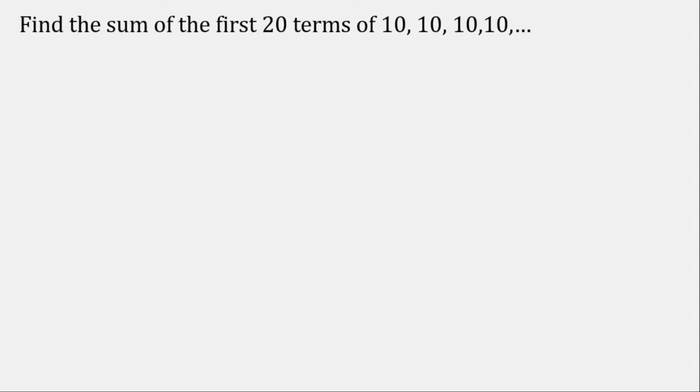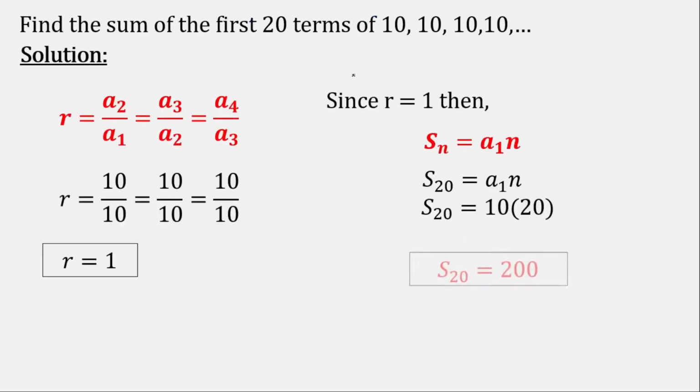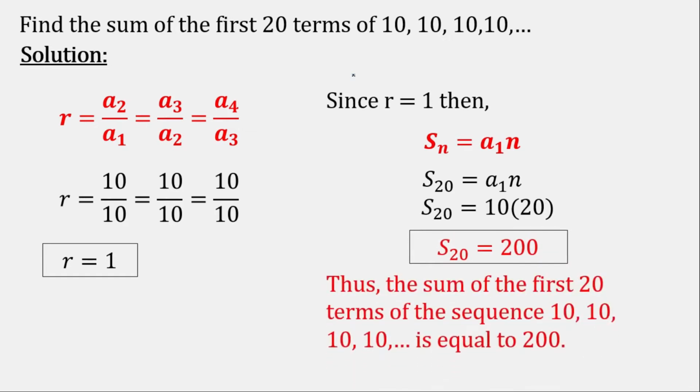Now let's try to give an example for each kind of condition. First is find the sum of the first 20 terms of the sequence 10, 10, 10, 10. This is considered a geometric sequence with a ratio of 1. Since all the terms have the same value, we could just multiply the number of terms by the first term or any of the other terms. So in this case, 20 times 10 is equal to 200. So this is an example for r that is equal to 1.